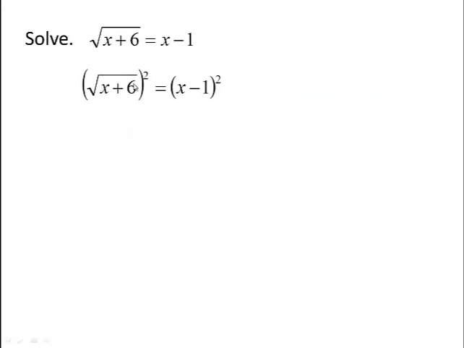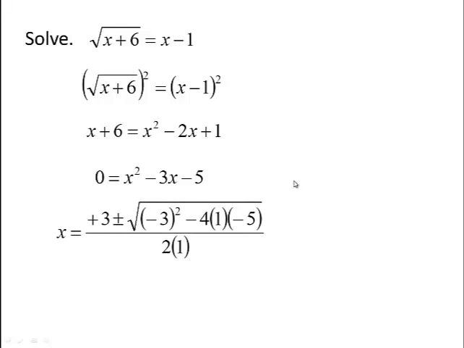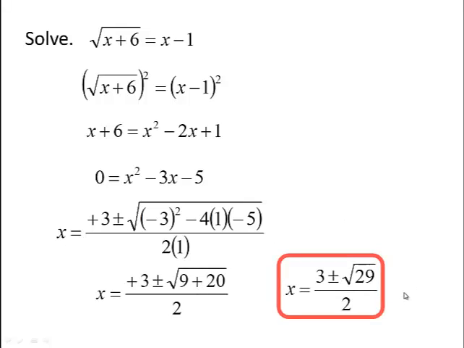Solve. Square both sides, and the square cancels the square root, but you do have to FOIL this side, and you get x squared minus 2x plus 1. This is a quadratic. Make this equal to 0. Move all this to the other side. Subtract the x and subtract the 6, and we get x squared minus 3x minus 5. That is not factorable, so we have to use our quadratic formula. And cleaning that up a little bit more, we get x is equal to 3 plus or minus the square root of 29 over 2.